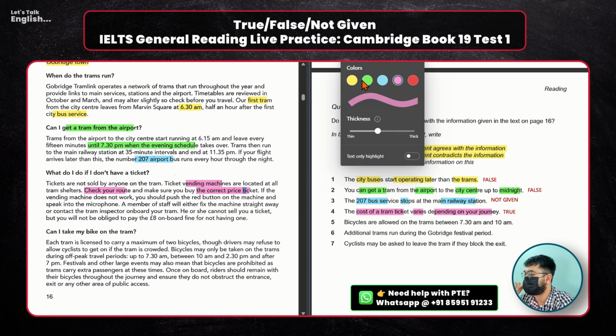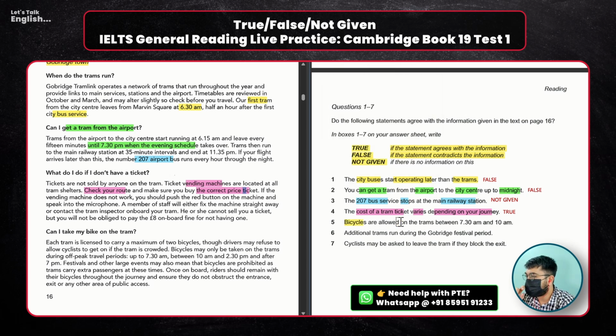Question number 5 says bicycles are allowed on the trams between. Okay, तो bicycles trams पे allowed है लेकिन एक certain time duration के लिए, that is between 7:30 a.m. to 10 a.m. Okay, let's see. We have a 7:30 here down here. So bicycles may only be taken. They are allowed, but during peak of travel hours, right, 7:30 a.m. तक और फिर 10 के बाद. तो yes, they are allowed, but the question statement and the passage statement both talk different timings, which is why it's again a false answer.